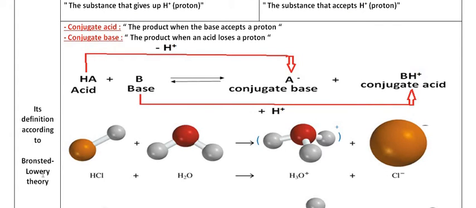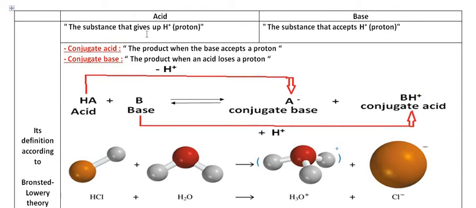According to the second theory, which is called Lowry-Bronsted theory, the acid is a substance that gives up a proton, H plus. H plus, as I said, is a proton. The substance that gives up H plus is called an acid. It's not necessary to be a dissociation in water. The substance that gives H plus is called an acid, while the substance that accepts H plus is a base.